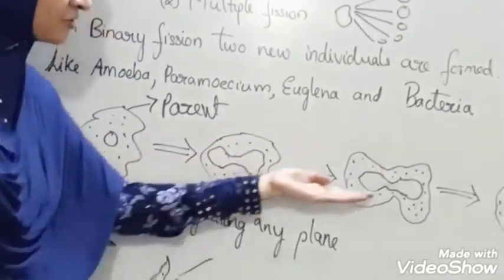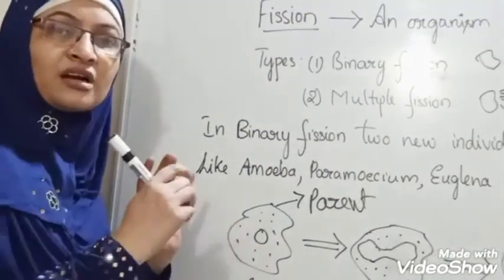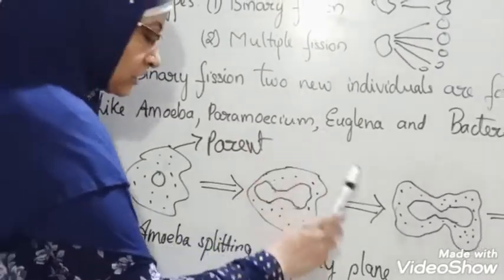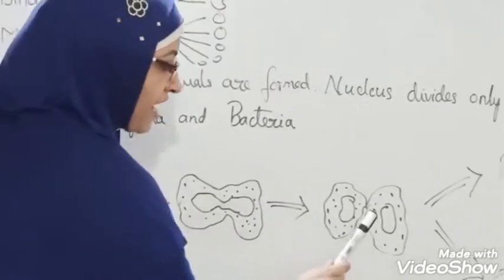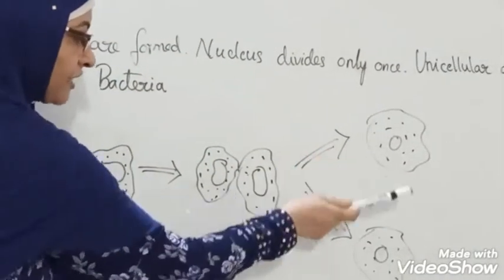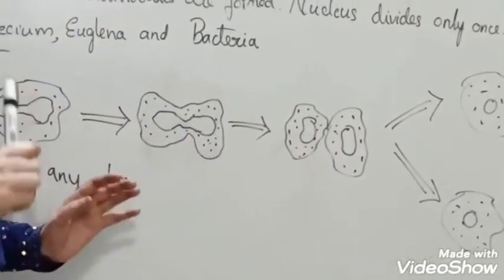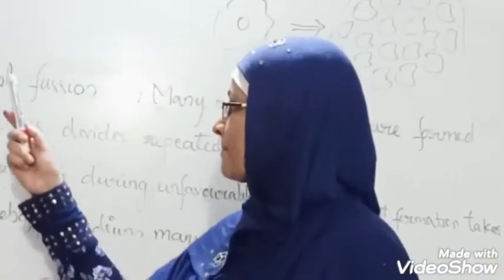And this is the process where binary fission takes place in amoeba. When the conditions become favorable, first the nucleus will get constricted, then slowly the cytoplasm will also get constricted, then the nucleus will divide into two, then when the conditions become more favorable, at that time the cytoplasm will also divide into two and they form two new organisms. Is it clear? Now we will discuss multiple fission.